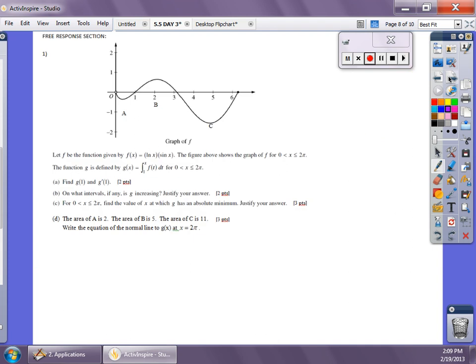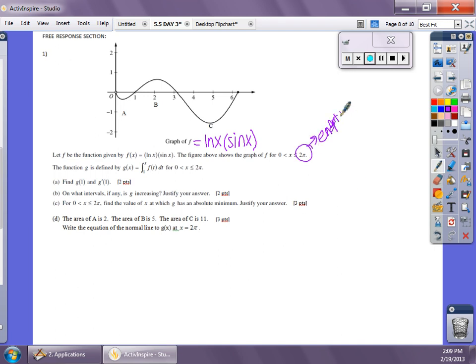The pre-response question, the first one I'll do, the second one you already have in your answer key. The first one says, given that you have the function ln of x sine of x, so I know that this is ln of x times sine of x. This is a non-calculator question. I have here endpoints of 0 and 2 pi. Oh, actually, sorry, only one-sided endpoint.